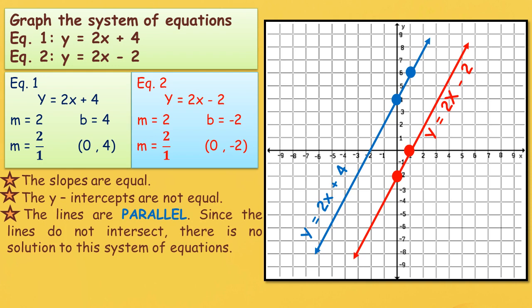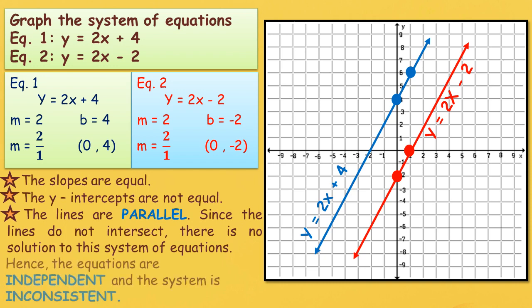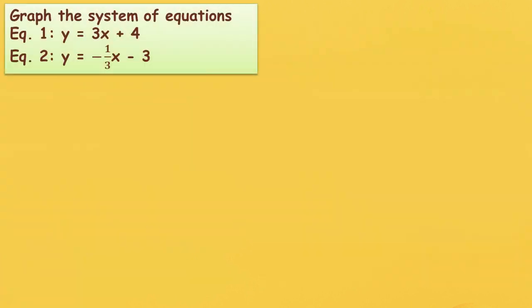Since the lines do not intersect, there is no solution to this system of equations. Hence the equations are independent and the system is inconsistent. So this is the first possibility if we are going to graph two equations in one Cartesian plane. So ano pa kaya yung ibang possibilities? Let us find out. For this part, let us graph the system of equations.